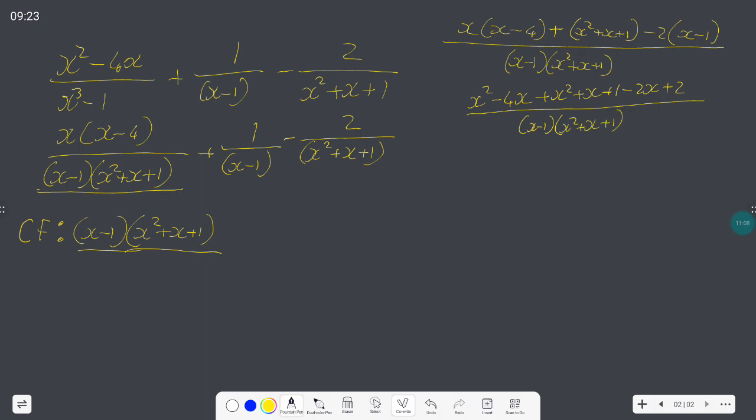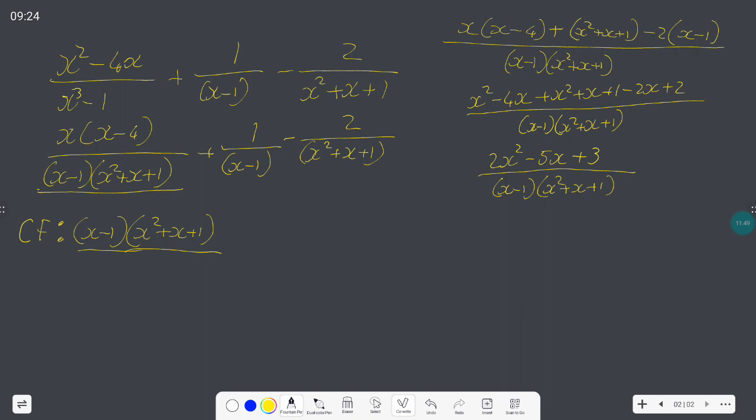Okay. Now I simplify my numerator. x squared plus x squared gives me 2x squared. Minus 4x plus x minus 2x gives me negative 5x. And I've got plus 3. Yes. Okay. And all of this is happening over x minus 1 and x squared plus x plus 1.